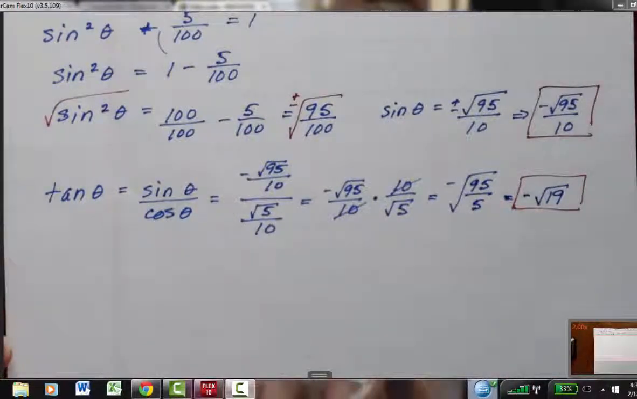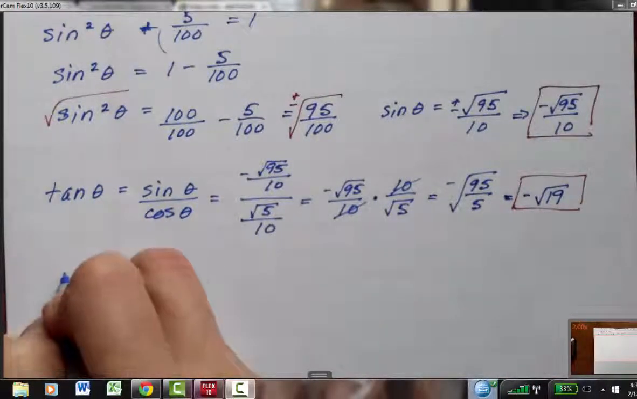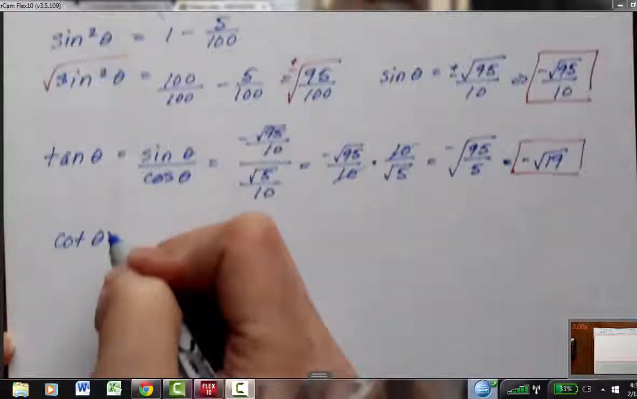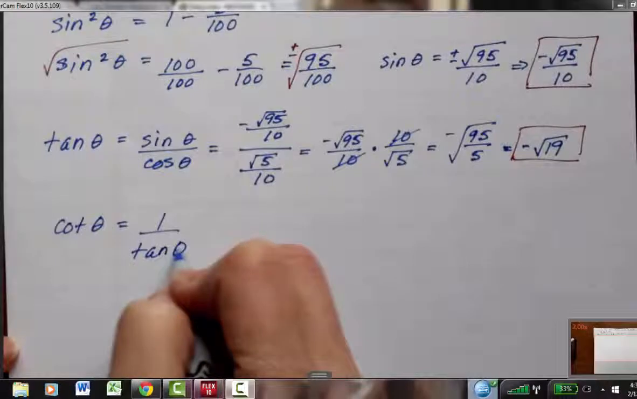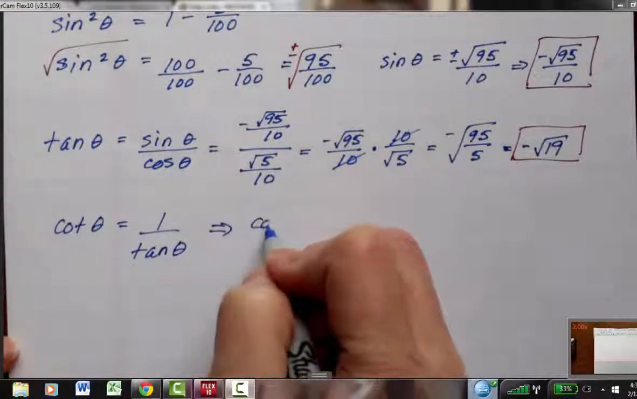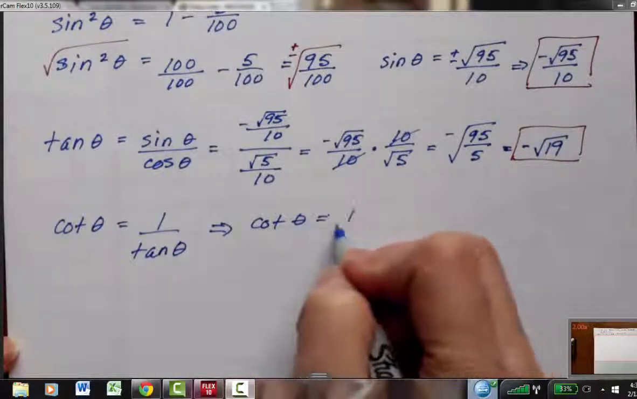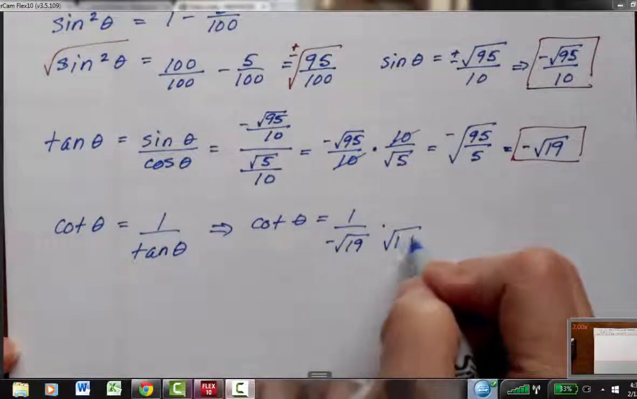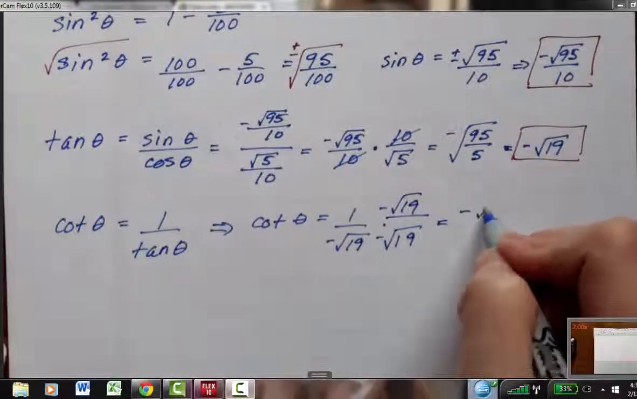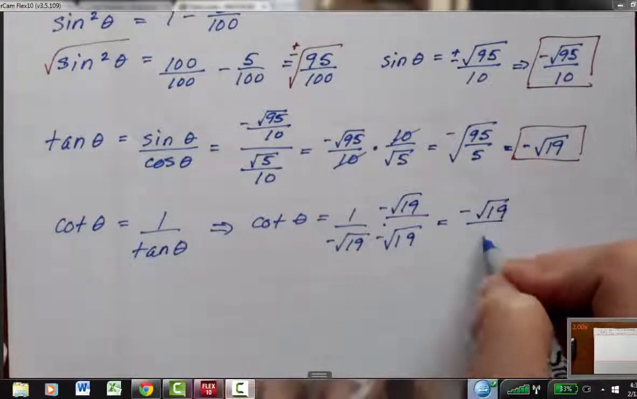Now we can find cotangent, because remember, cotangent is the reciprocal identity for tangent. So then cotangent is going to be equal to 1 over negative square root of 19. Rationalize the denominator, and you end up with negative the square root of 19 over 19.